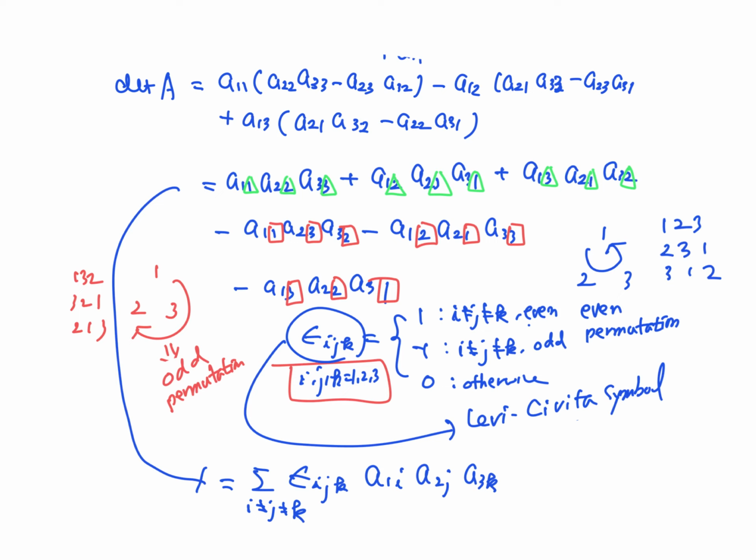So a 3 by 3 determinant has 6 elements, and 3 are positive, and the other 3 are negative. And the positive elements are with the even permutation, and the three negative elements are with the odd permutation.